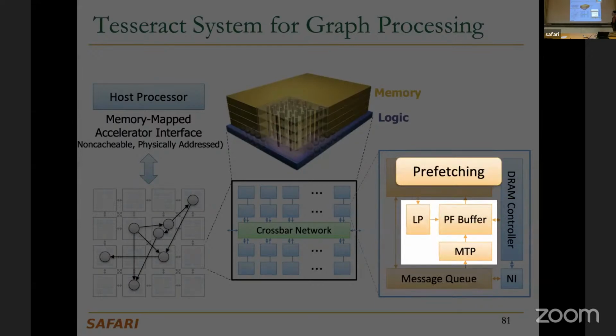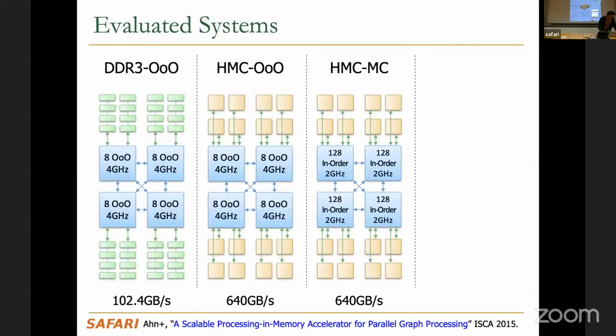In some cases, Tesseract proposes to offload the computation to another core. In other cases, it also makes use of techniques like prefetching in order to bring data from some other part of the system to the specific core, because in that case, it's more efficient to do so.